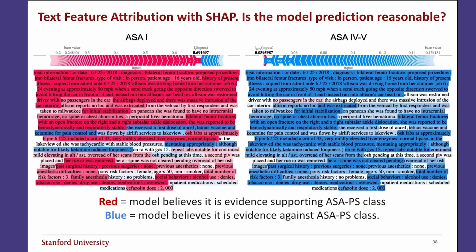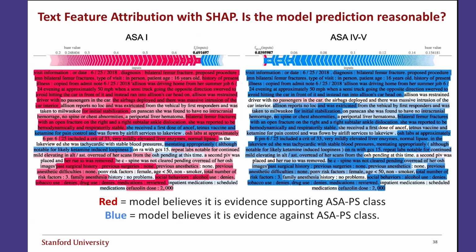We also did some analysis using feature attribution with SHAP to explore the model interpretability. For those who are not familiar, SHAP assigns a value to every input feature, and in this case, that would be every word or token in the text. The SHAP value is shown as a heat map. Values that are red indicate that the model believes this is evidence supporting a particular ASA class, whereas if it's blue, that means it's evidence against.